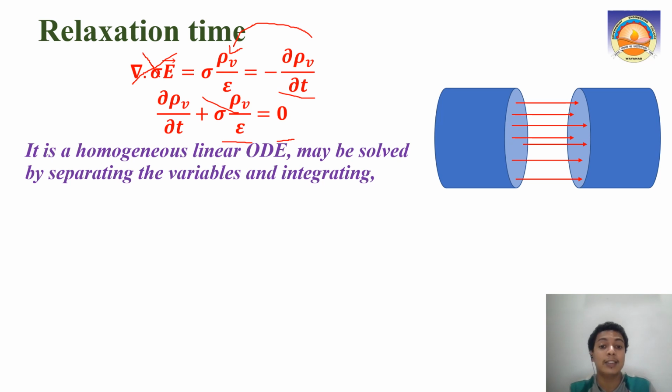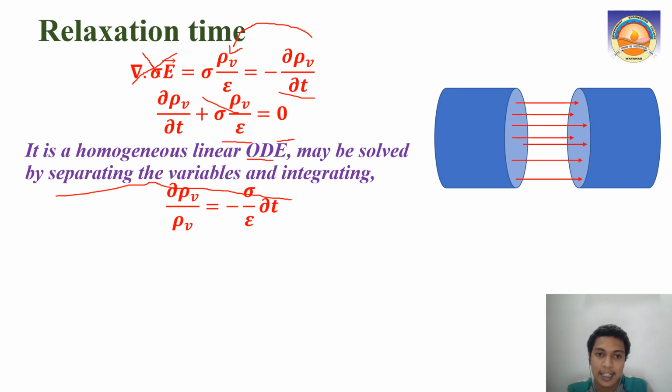How can you solve such an ordinary differential equation? By separating the variables and integrating. So first let us separate the variables. If I keep dou rho V by dou t on one side and minus sigma rho V by epsilon on the other side, since I have rho V here, I have to take rho V to this side. So I will get dou rho V by rho V on one side, and on the other side, the dou t goes across, so minus sigma by epsilon into dou t, right?